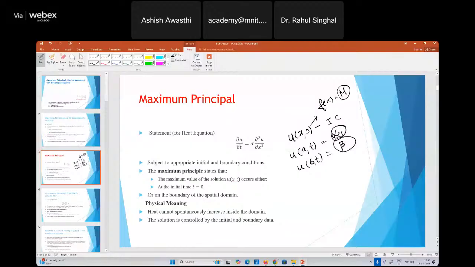So if you have a physical system described by the heat equation, you have full confidence, because of the maximum principle, that it is going to behave within these bounds. The solution is controlled by the initial and boundary data, because they are the bounds. The maximum principle is not telling anything new; it is telling that the initial and boundary conditions define the bounds of the solution. It's interesting.